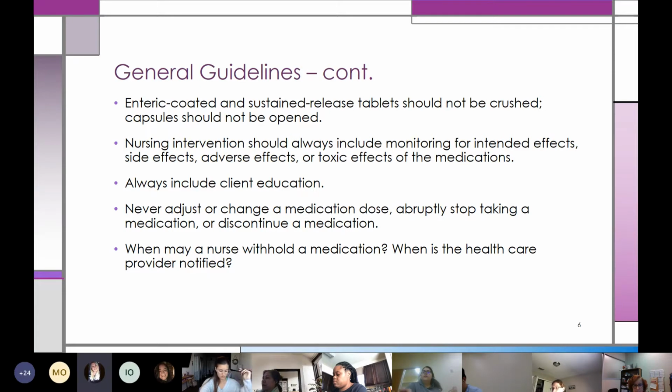Something like metoprolol or something if the heart rate's too low. Okay, if the heart rate is really, really low, that would be a possibility. Then we might have to hold it. Yes. What would you document on the EMR?